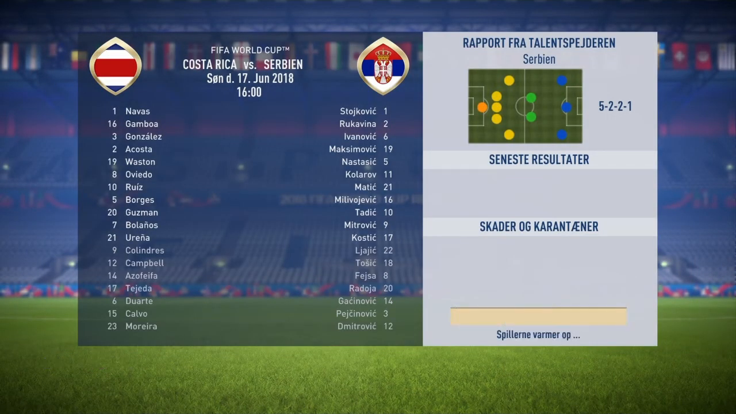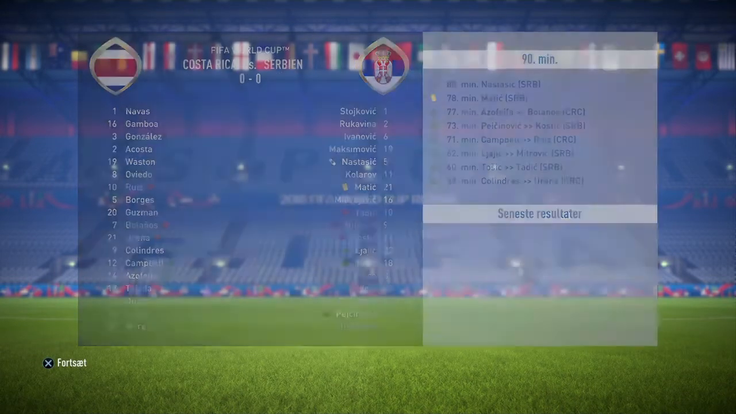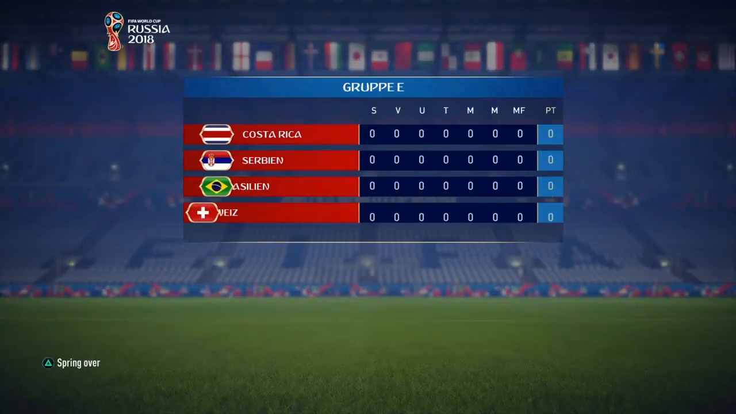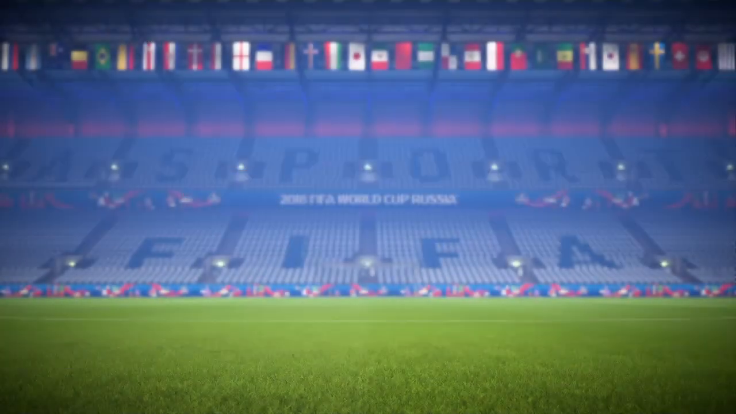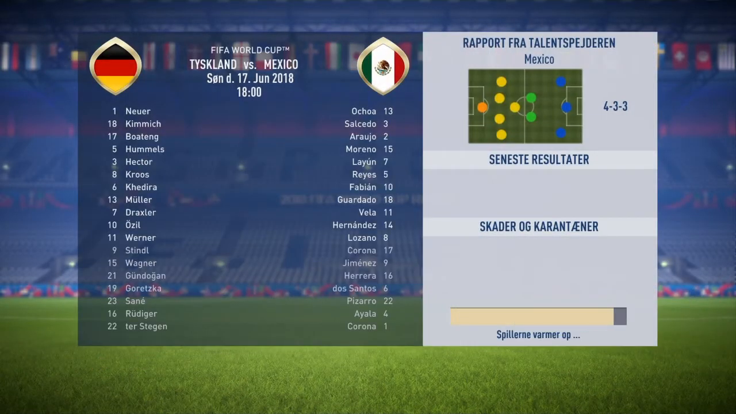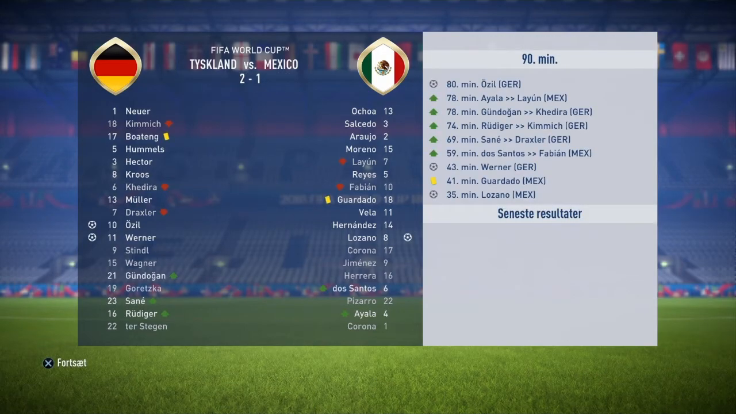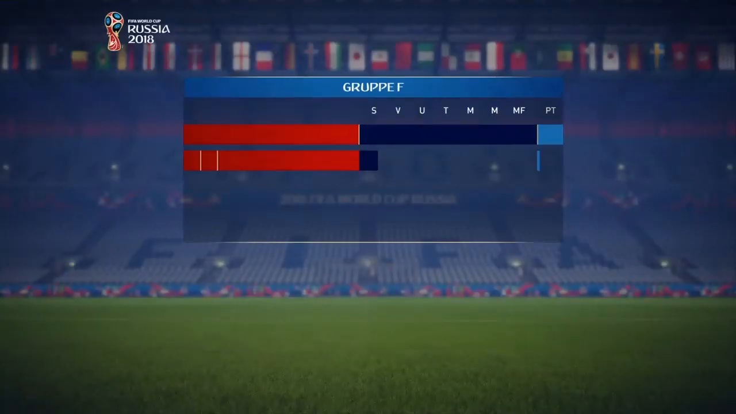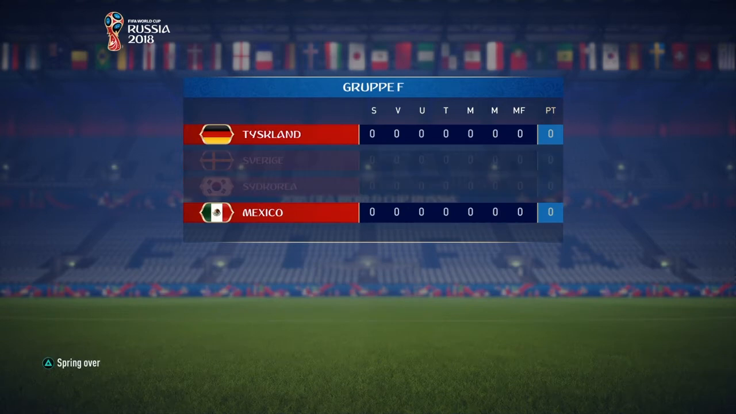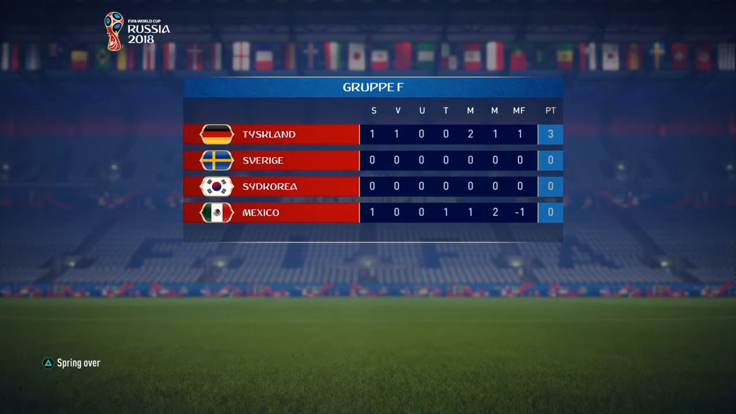Costa Rica versus Serbia. And it ends in a 0-0 draw. They've got a lot of draws up till now. The next match is, of course, I think that's Germany against Mexico. So let's just take that first. 2-1 victory to Germany. Özil and Timo Werner scored the goals. So that's a victory for Germany.